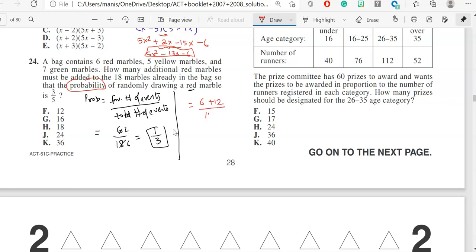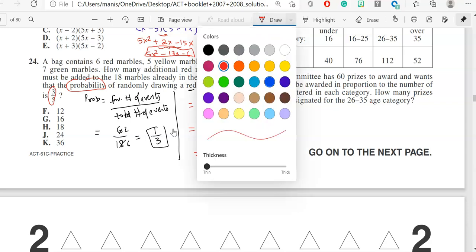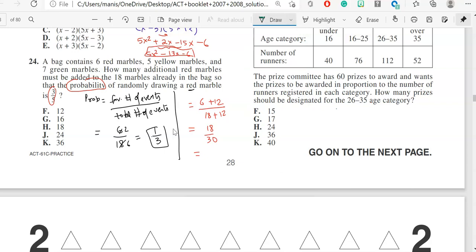I added 12, so I need to add the 12 over here. Now, when I solve and simplify this, if I am left with 3/5, then this will be my correct choice. Otherwise, it is not the correct answer.